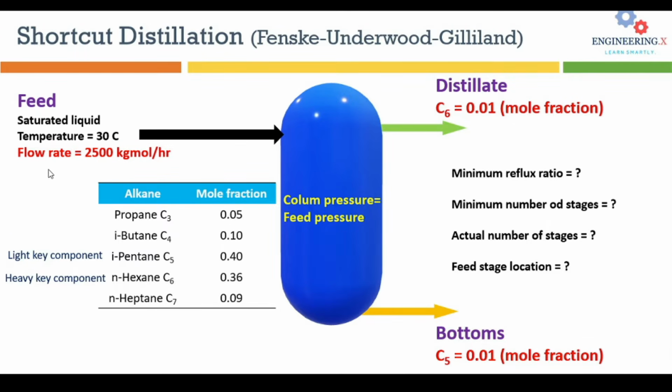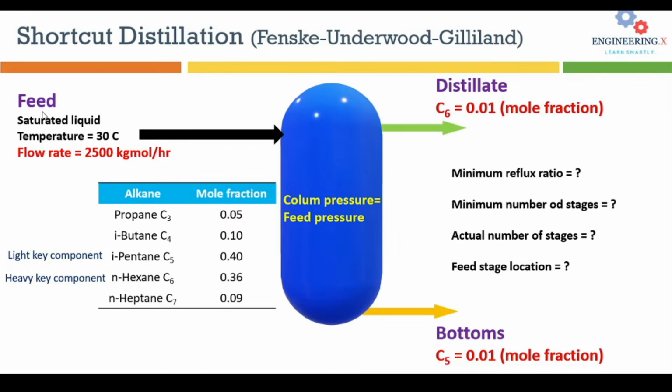The overall feed flow rate is 2500 kmol per hour at a temperature of 30 degrees C in the form of saturated liquid. The distillation column operates at feed pressure, and in the distillate, the heavy key component, that is n-hexane, should not be more than 0.01 mole fraction, and the light key component, that is isopentane, should not be more than 1% in the bottoms.